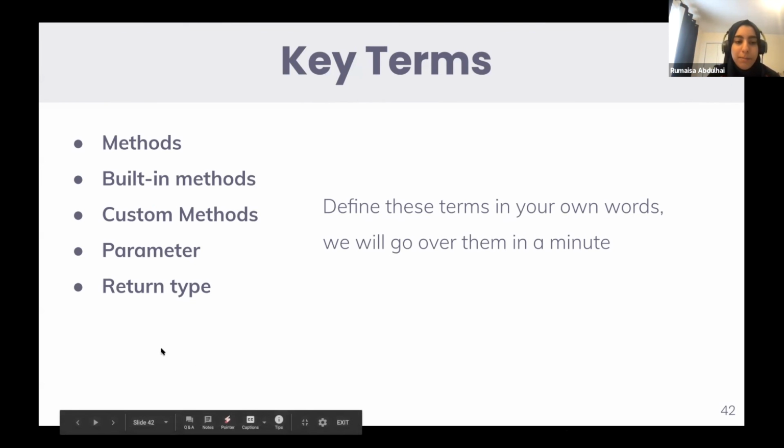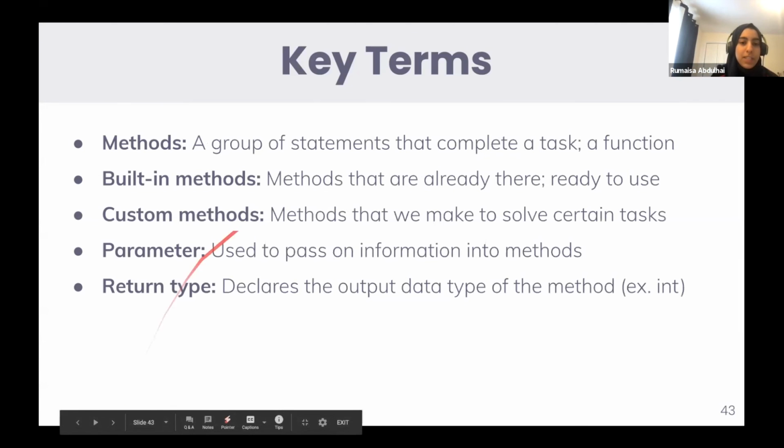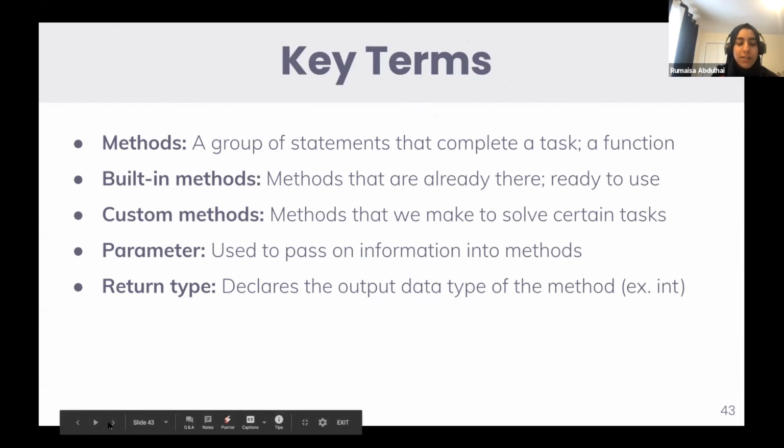What is a return type? So Besher says it's what the method will return. So it can be integer, double, Boolean, or it returns nothing. That is correct. So good job, everyone. So these are the definitions that we came up with. Just take 30 seconds to look at them.